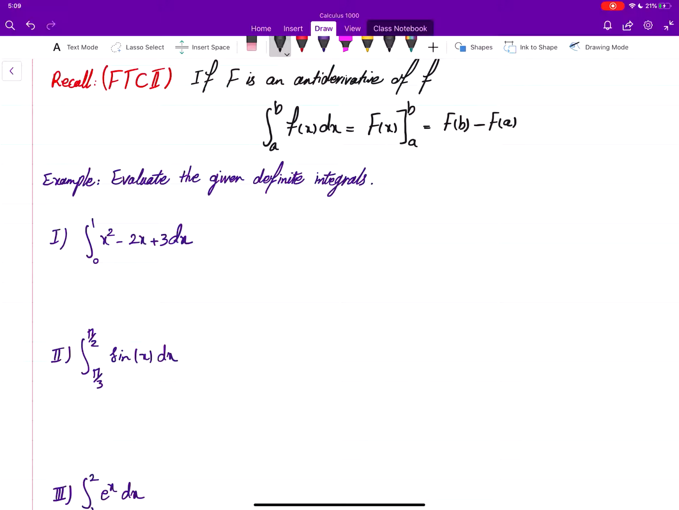Here the integrand is x squared minus 2x plus 3. So we need to find an antiderivative of that. The antiderivative of x squared is x cubed over 3. The antiderivative of 2x is x squared. And the antiderivative of 3 is 3x. You can put plus c or not. When you're evaluating a definite integral using the second part of the fundamental theorem of calculus, that plus c is not important. This is an antiderivative of the integrand.